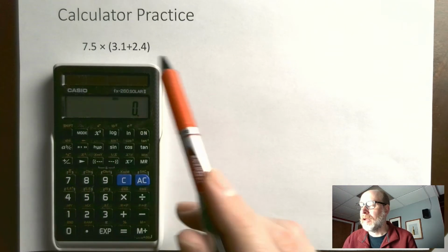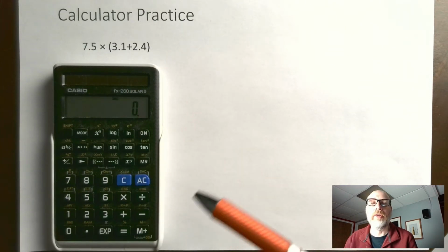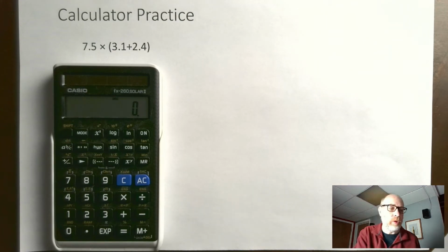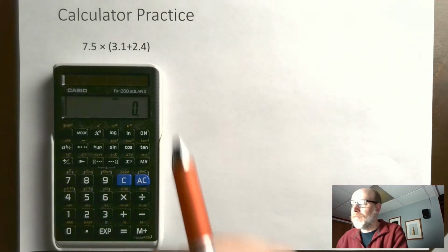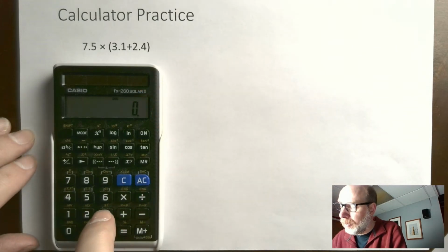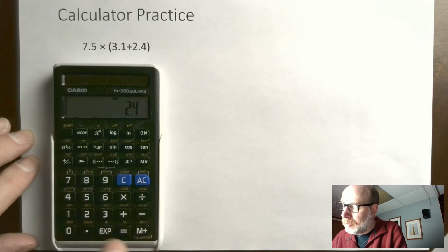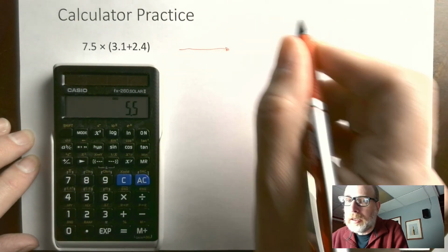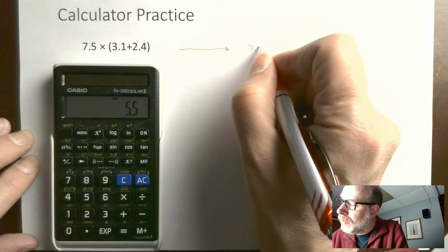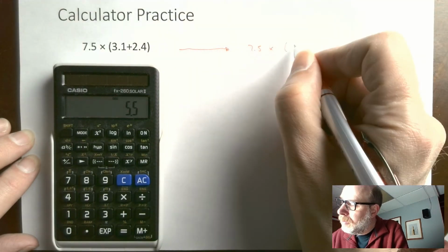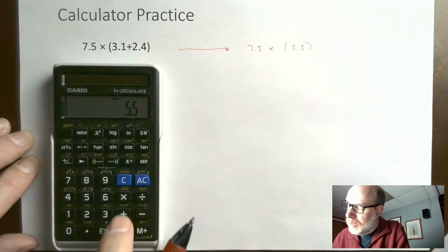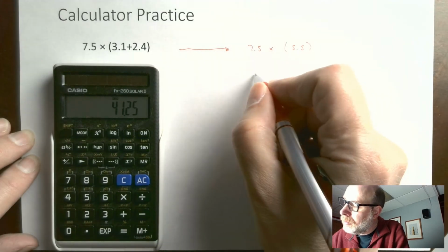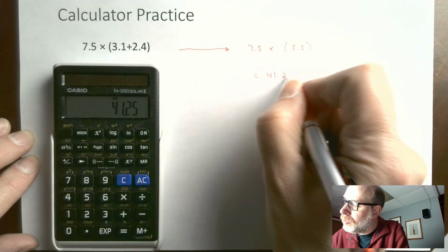And so here we're going to do 7.5 times (3.1 plus 2.4). Remember, everything in parentheses goes first. So you're going to work on the parentheses stuff first. We're going to add 3.1 and 2.4, and we're going to get 5.5. So this ends up looking like 7.5 times 5.5, and taking that 5.5 and multiplying it by 7.5, you get 41.25.